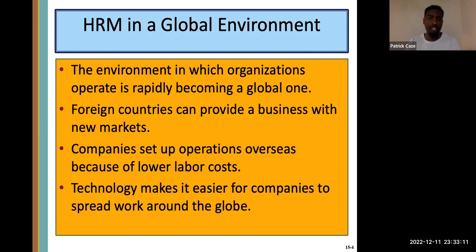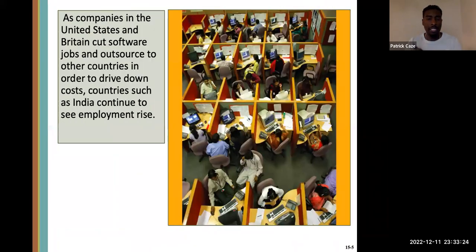Okay. So when we look at HRM in the global environment, foreign countries can provide a business with new markets. Companies set up operations overseas because of lower labor costs. And technology makes it easier to spread work across the globe, right? As I said before, technology is what's ushering in this push for global HR. The ability to reach out to other countries and tap into their resources can be a leverage point for companies all over the world.